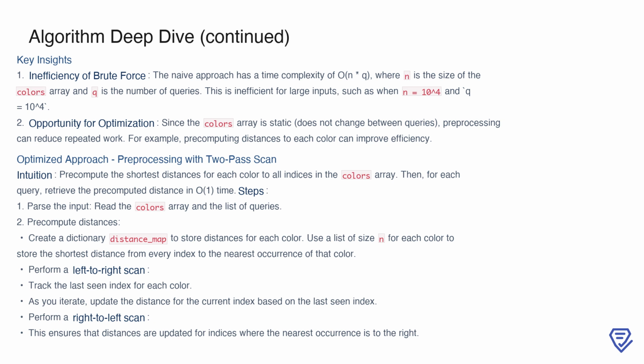This can become computationally expensive for large inputs, such as when both n and q are in the range of 10,000. To optimize the solution, we can take advantage of the fact that the colors array is static, meaning it does not change between queries.